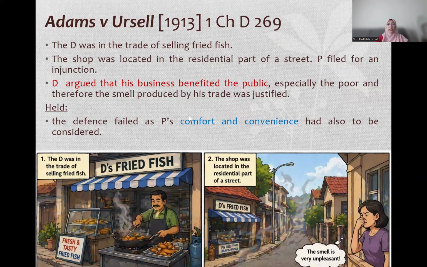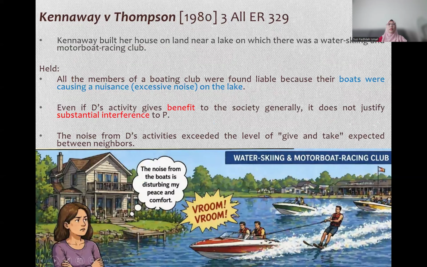So we have another case, Canaway and Thompson. Canaway, a lady, built her house on her land, nearby a lake. In the lake, there was a water skiing and motorboat racing club, all these water activities. She brought the case to court, and the court held that yes, it amounts to nuisance. All the members of the boating club were found liable because their boats were causing excessive noise on the lake.